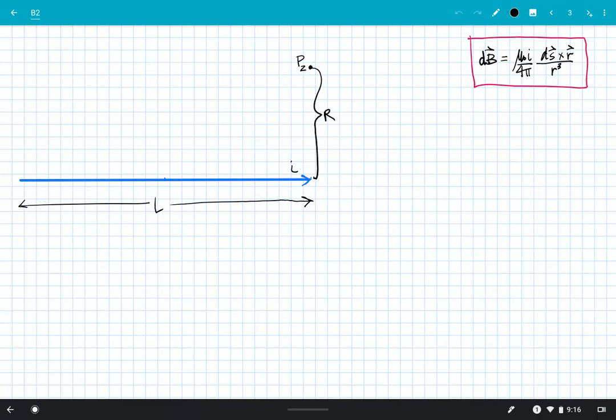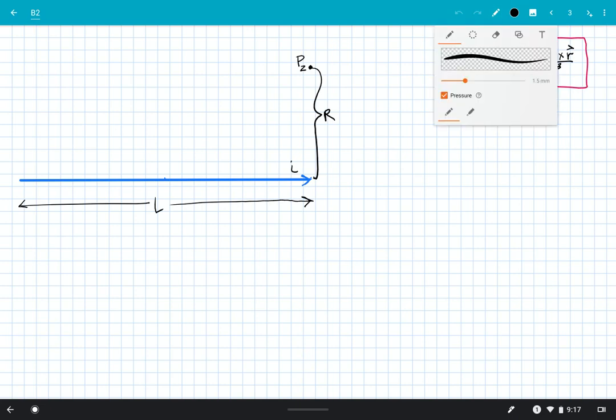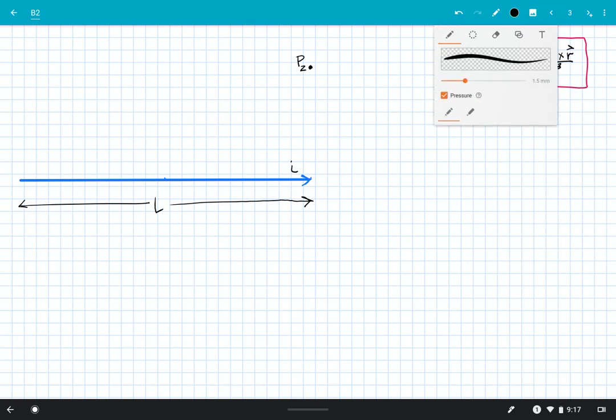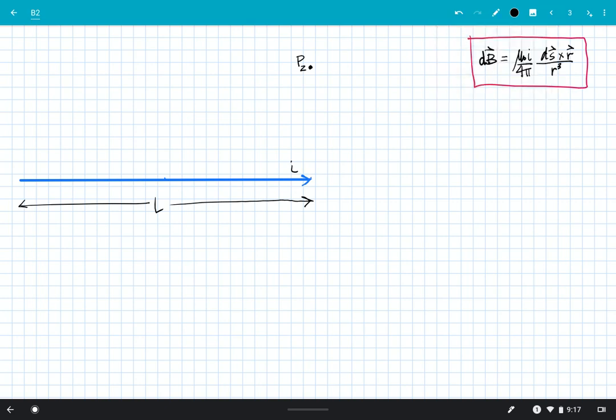Let's look now at a point of interest that is off to the side of the endpoint of a current carrying wire here. So let's set up for this case. I'm going to make a couple adjustments to what I have on the screen. I know this distance here is given as r, but I want to draw in my coordinate system a little more neatly. So I'm going to go ahead and do that.